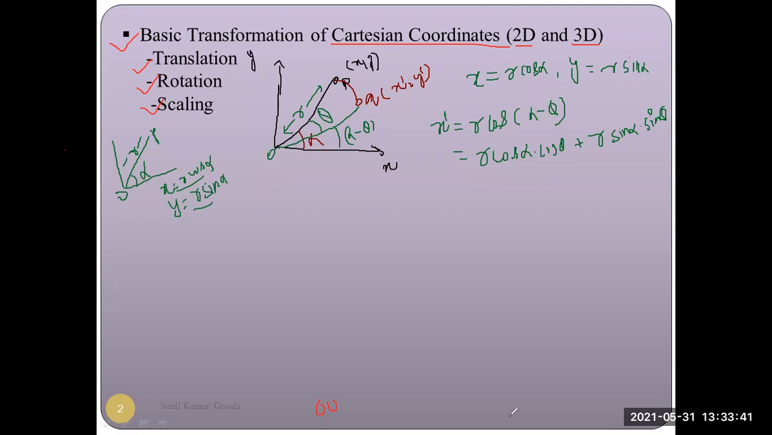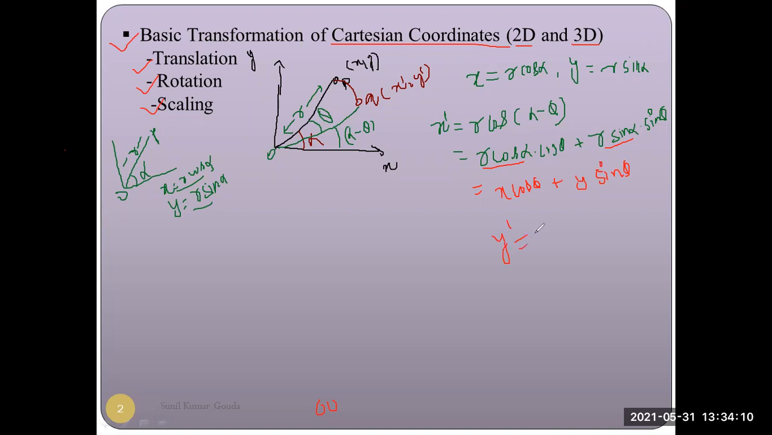Now what is r cos alpha? R cos alpha is nothing but your x. So can I write this as x cos theta? Yes. And similarly, what is r sin alpha? R sin alpha is y. So it will be y sin theta. Similarly, I can write y dash.